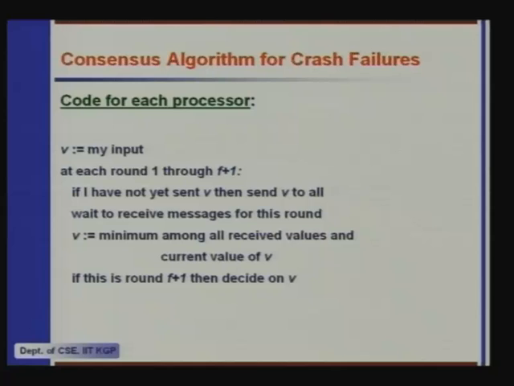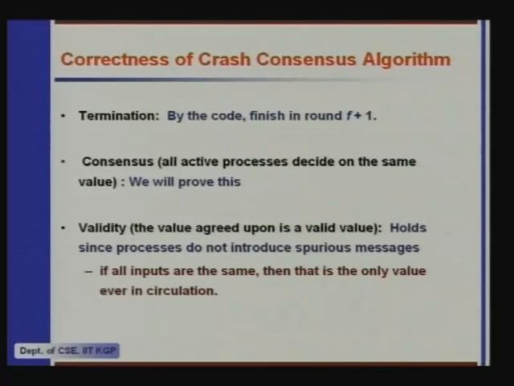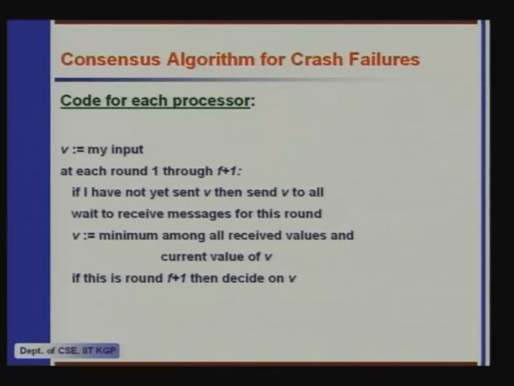Now, is the algorithm clear? Now, let us look at the correctness of this algorithm. The first thing is termination. By the code we finish in round f plus 1, so no issues in termination. If you look at this code, there are no infinite loops or anything. It will just go through these f plus 1 rounds and terminate.